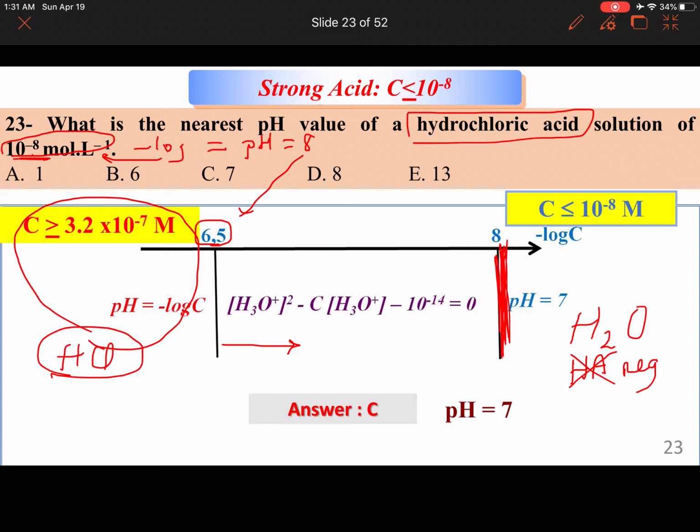Now, actually, the answer sometimes is like 6.99 or 6.98 because it's going to be slightly acidic if you actually consider the amount of HCl coming in. But we say the answer is simply 7. Okay.